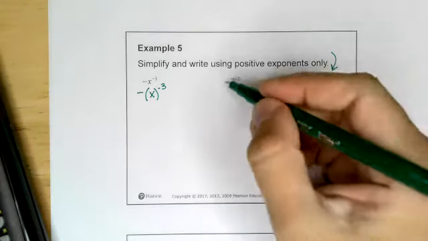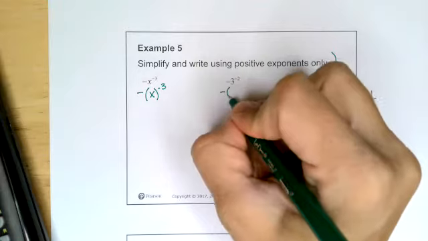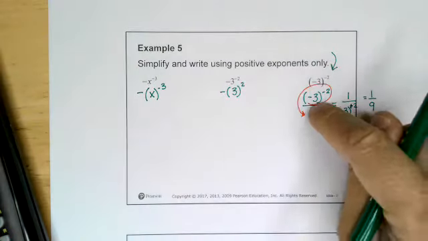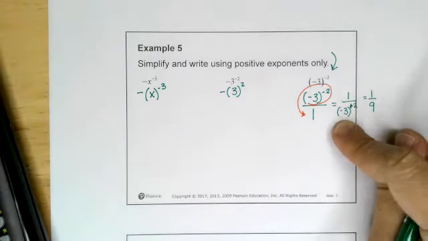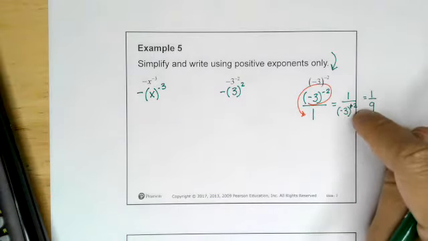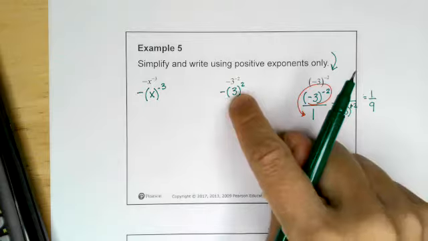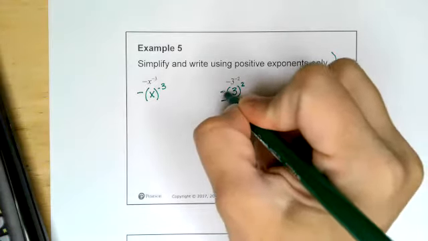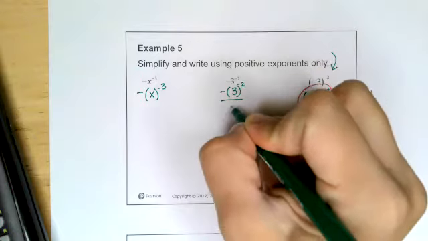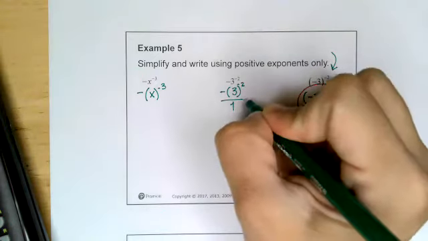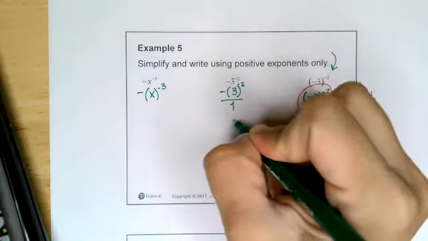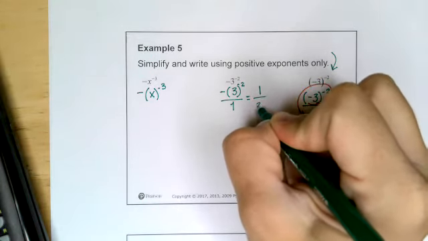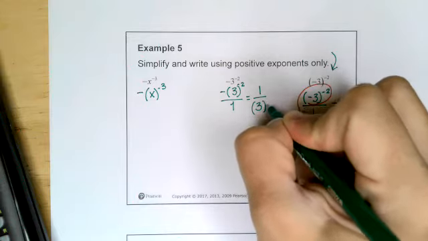Now let's look at this one. This one does not include the negative in the base. So that negative we eliminated by keeping it with the +2. But we can't eliminate this one. So that becomes -3 to the -2 over 1. I need to flip it. So it's going to become 1 over 3 to the -2.